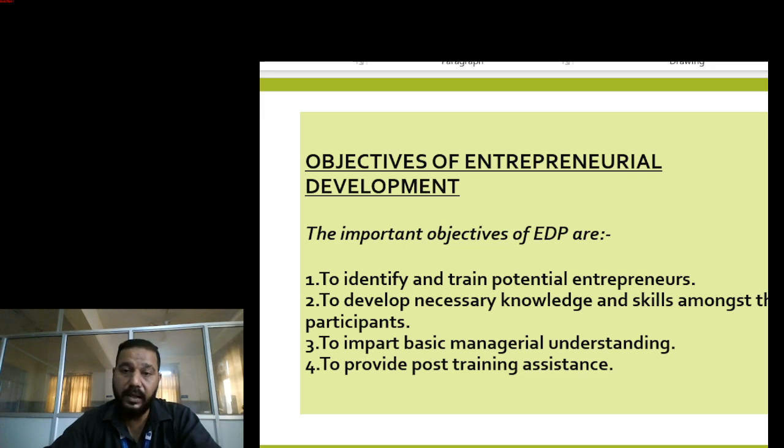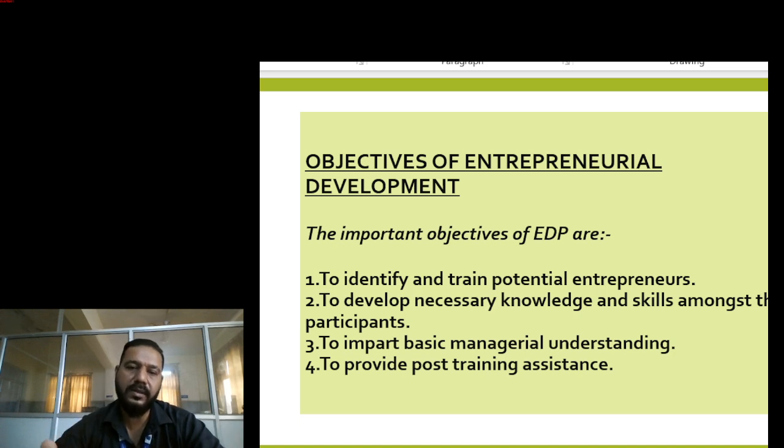The fourth objective that we are seeing on the board is to provide post-training assistance. What is post-training assistance? It means after the training is completed, after this EDP program is completed, we are still in touch with the entrepreneurs and the trainees, and we give them post-training assistance. It is not that we train the entrepreneurs and then leave them. It is the duty of the state government and the central government, whoever is running this EDP program, to provide post-training assistance.